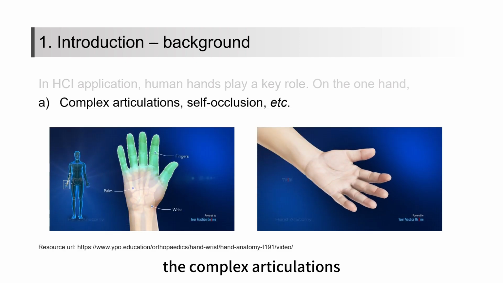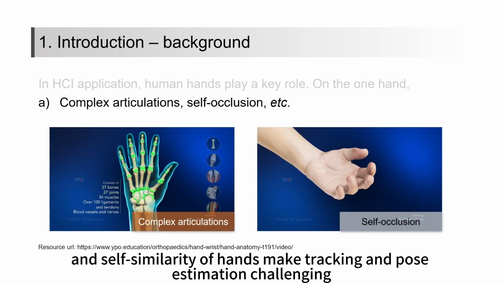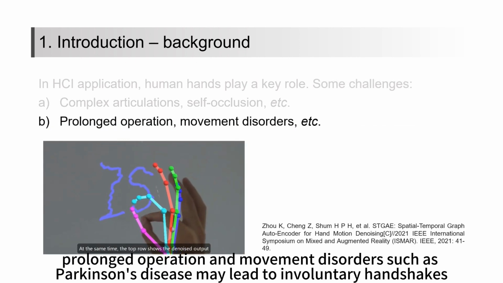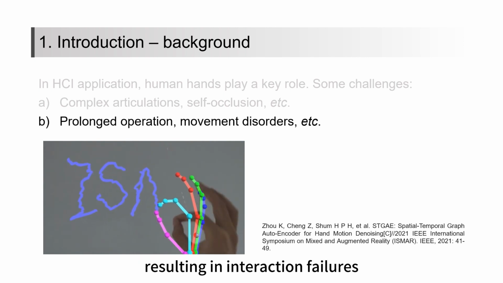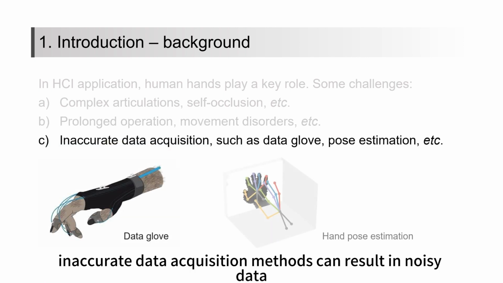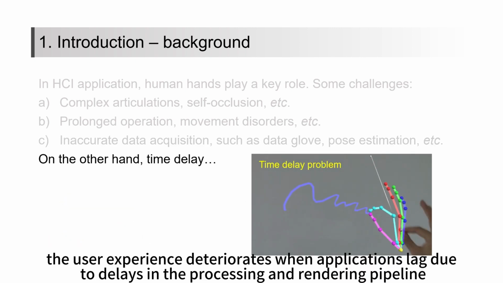On the one hand, the complex articulations, self-occlusion, and self-similarity of hands make tracking and pose estimation challenging. Moreover, prolonged operation and movement disorders such as Parkinson's disease may lead to involuntary handshakes, resulting in interaction failures. Additionally, inaccurate data acquisition methods can result in noisy data. On the other hand, the user experience deteriorates when applications lag due to delays in the processing and rendering pipeline.